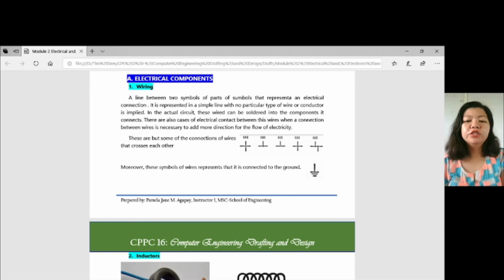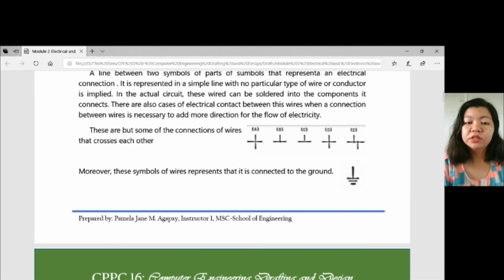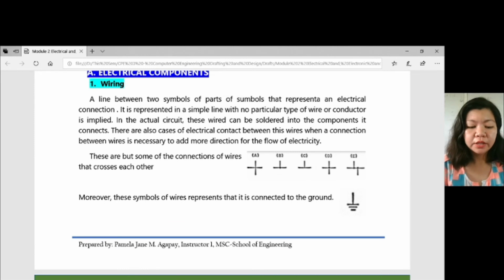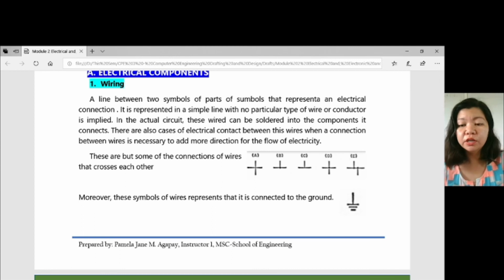The first symbol that I will introduce to you is the wirings. A wiring is a line between two symbols or parts of symbols that represents an electrical connection. So it is represented by a simple line. Walang particular type of wire or conductor is implied, kung anong klaseng wire man siya, kung siya ay copper or fiber. Basta when we create a line, it means that there is a connection between two components at the end of each line.